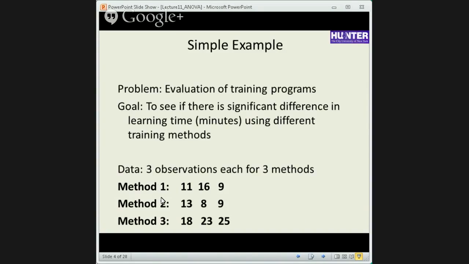data. Here are the 3 training methods, 1, 2, 3, and the 3 individuals for each method, and the length of time that they took. And this is an example of where we're going to use analysis of variance.